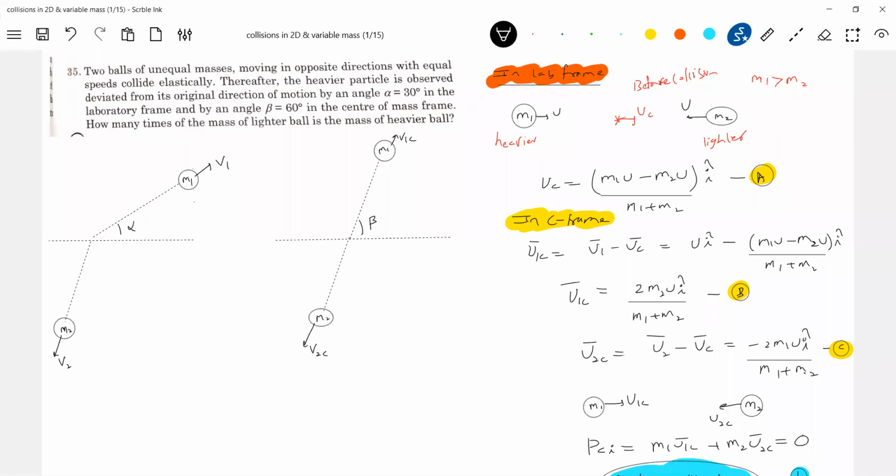We are not bothered about that angle. Leave it, that is some angle theta. Okay, now what is this? Lab frame. This is the C frame.